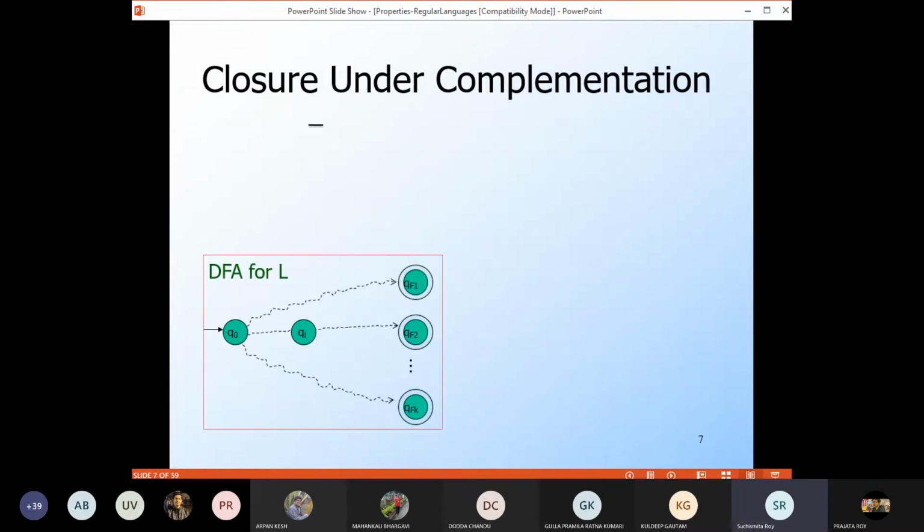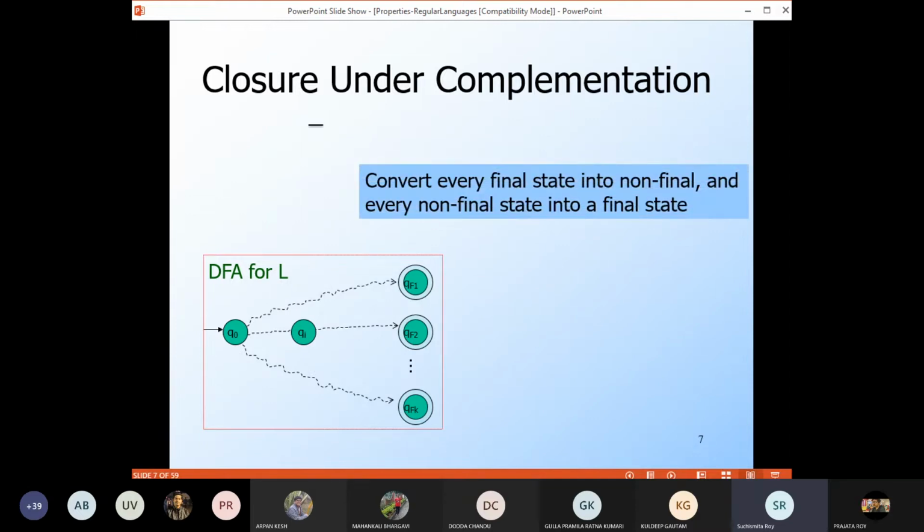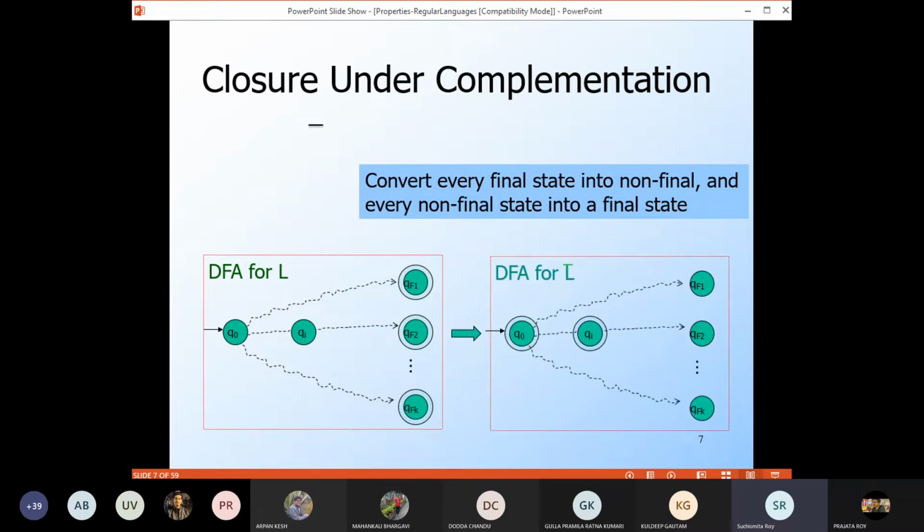So how do we create the DFA for L complement? Suppose this is the DFA for L. What we'll do is convert every final state into a non-final state and every non-final state into a final state. So this now is going to be the DFA for L complement. L complement consists of all those strings which are not accepted by the original DFA. That means all those strings which are going to be ending up in some non-final state. That is assuming that the DFA is a complete DFA.